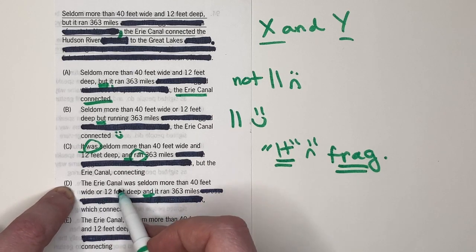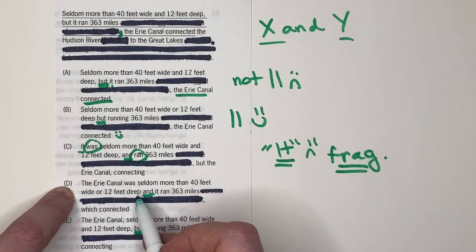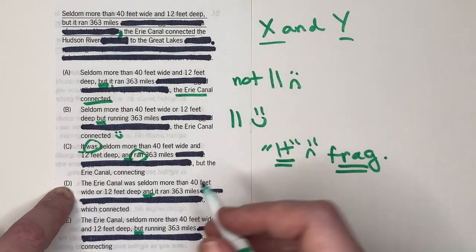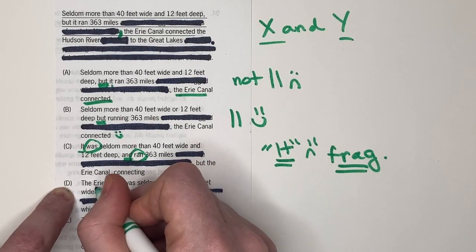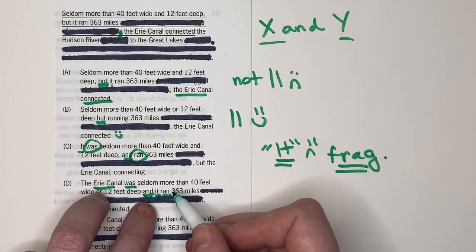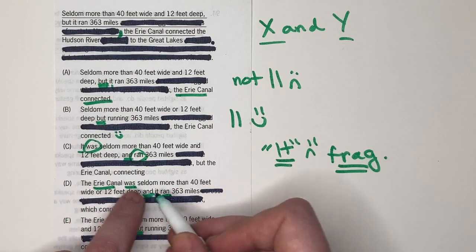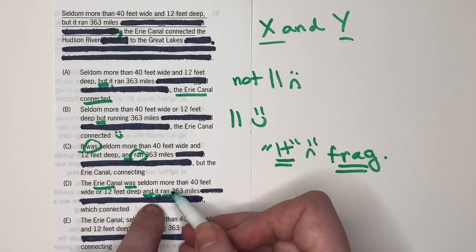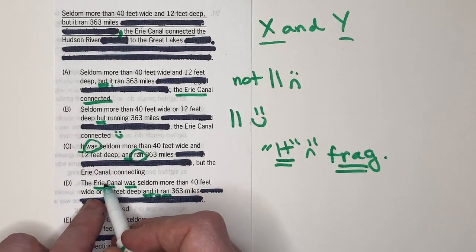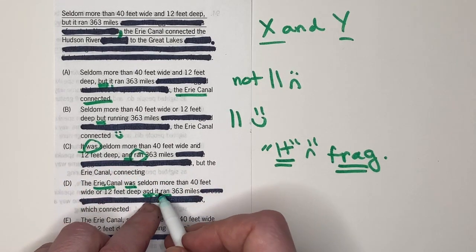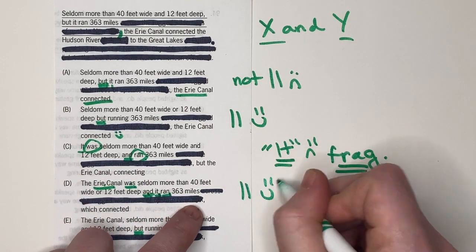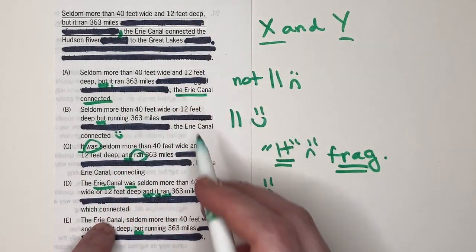The Erie Canal was seldom more than 40 feet wide or 12 feet deep, and it ran 363 miles. Okay, so again, I like that. We have the Erie Canal was, and it ran. It's okay that one of them is a noun, Erie Canal, and the other one is a pronoun, it. That could be considered parallel. Like you could go noun, verb, and pronoun, verb, and that parallelism would be acceptable. And let's just make sure it works with the rest of the sentence.